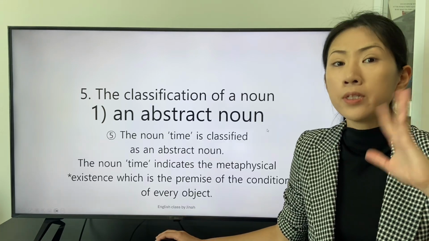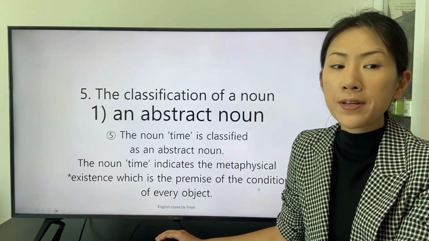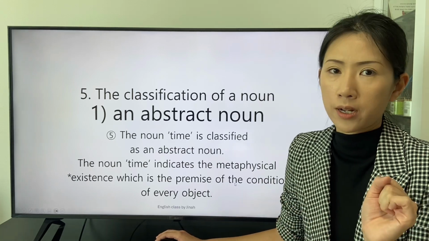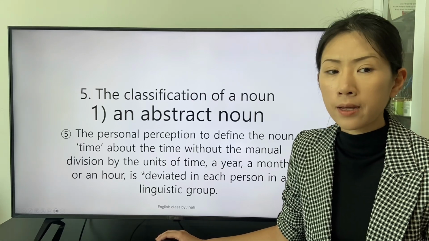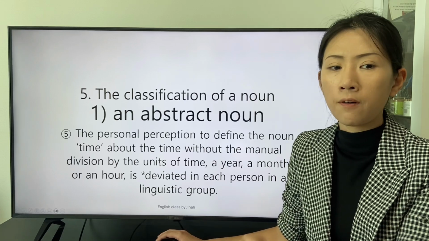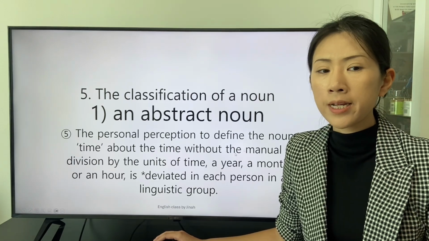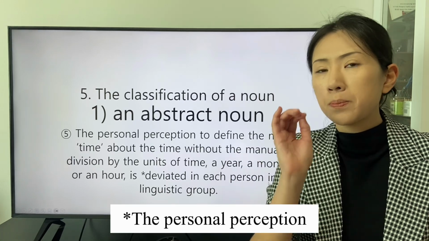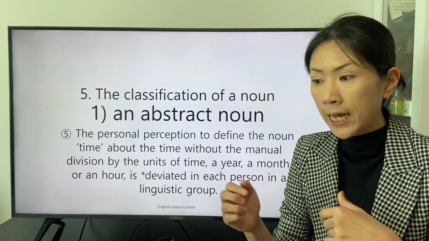The fifth example of an abstract noun is time. The noun time indicates the metaphysical existence, which is the premise of the condition of every object. And then the person's perception of time, without the manual division by the unit of time like a year, a month, or an hour, is deviated in each person in a linguistic group. The perception toward a period of time can be deviated.